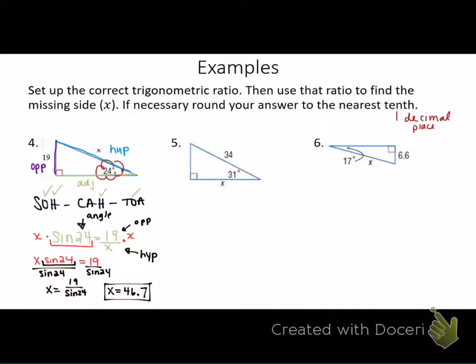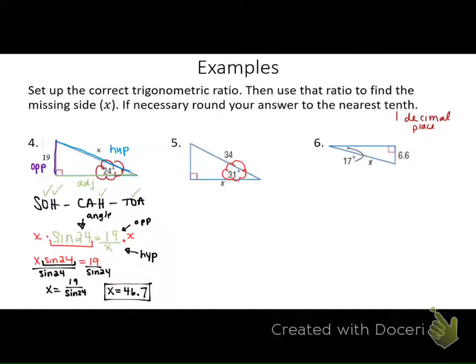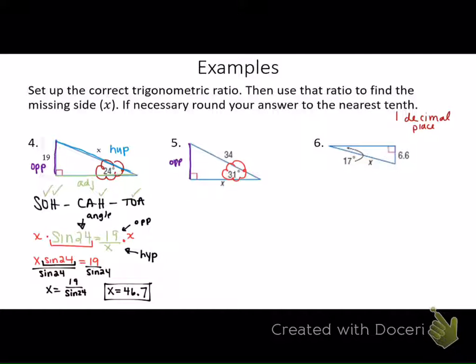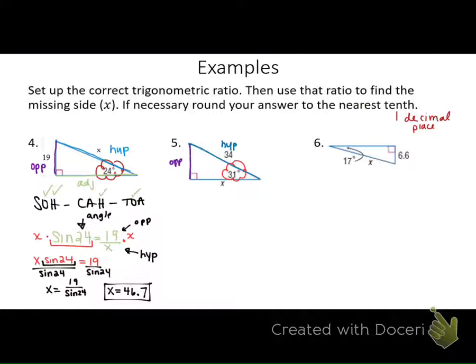Let's look at the next one. What is my reference angle in this one here, Jill? 31. So we're referencing 31 degrees in this one. What side is my opposite side in this one here? Olivia, what side is the opposite side in this one here? The one that is unmarked. Very good. Carmichael, which side is my hypotenuse? The one that is 34. So that makes my last one here the adjacent side.